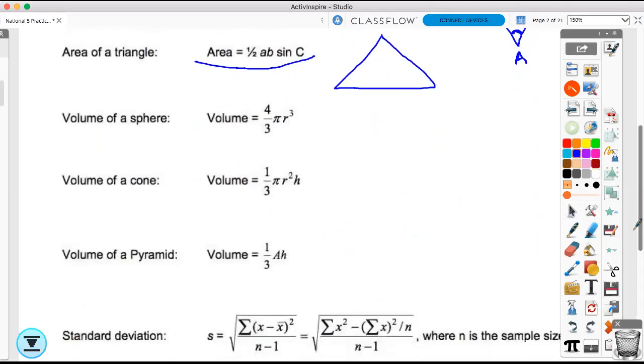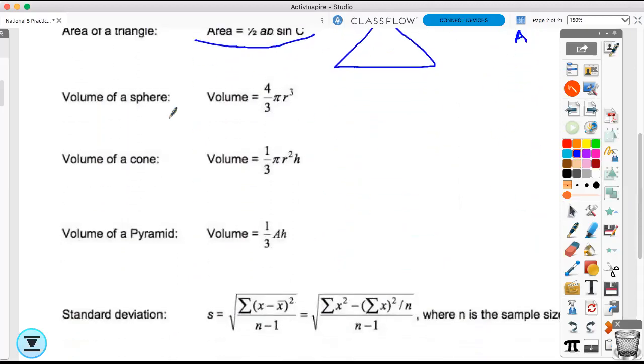Now, the last one here tells you everything. Calculate the volume of a sphere, calculate the volume of a cone. By the way, you could be asked to calculate the volume of a hemisphere. It's just half the sphere. Okay, so if you're asked to find a hemisphere, you just take that and you just halve it. So it's half times 4/3 pi r cubed.